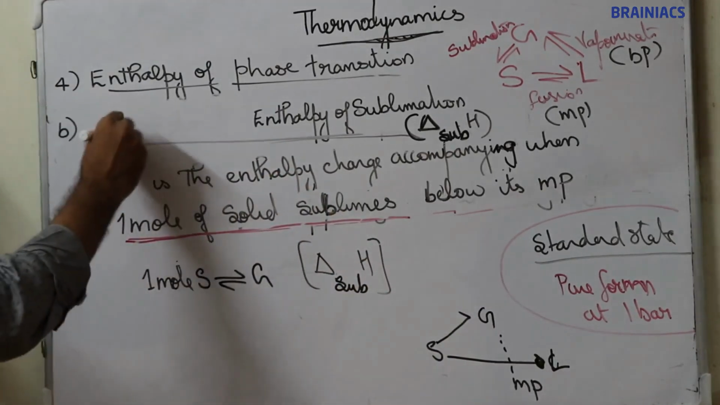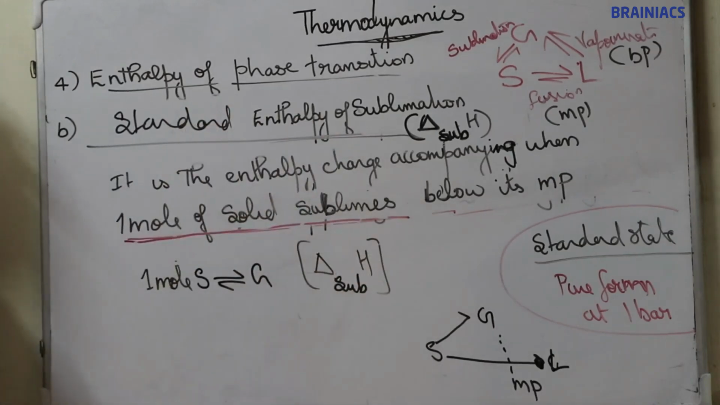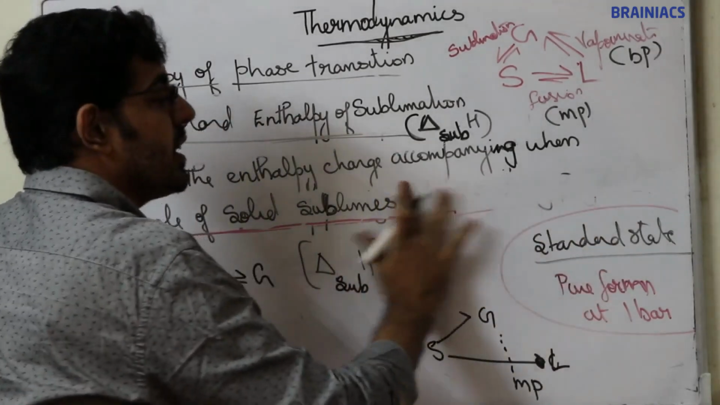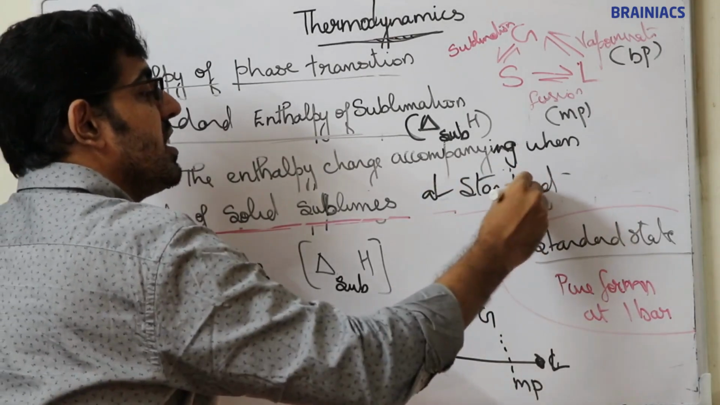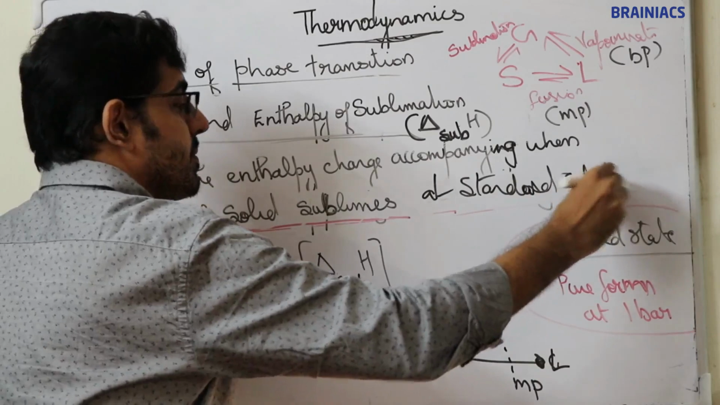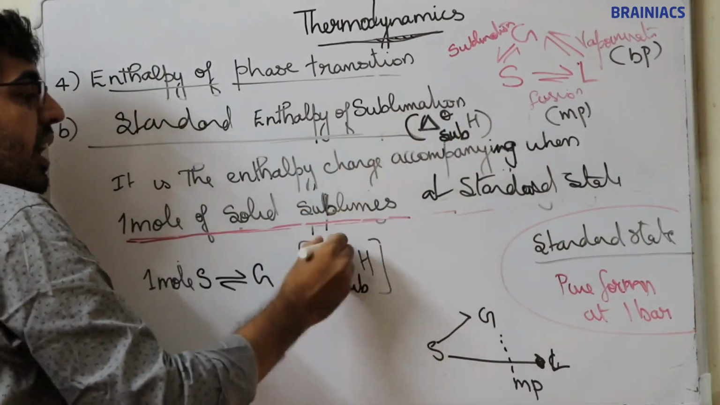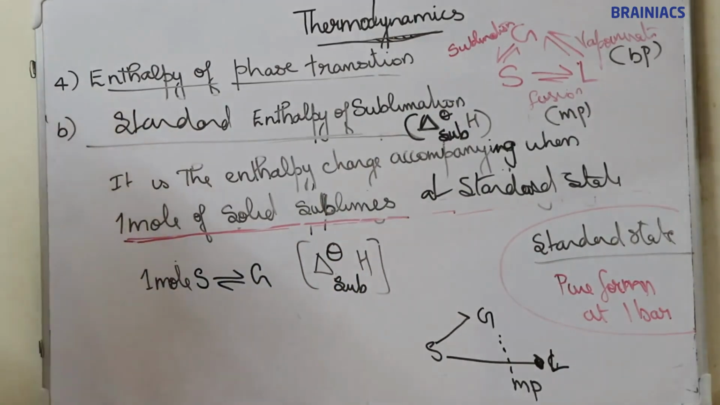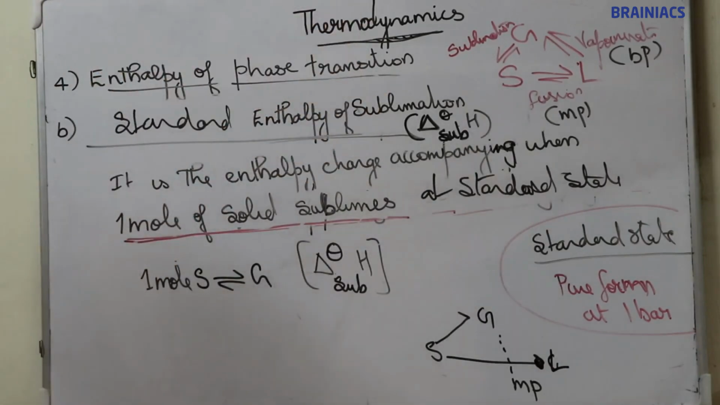Now what is standard enthalpy of sublimation? It is the enthalpy change accompanying when 1 mole of solid sublimates at standard state, represented by delta H SUB theta. So if the same reaction occurs under standard condition, then that is known as standard enthalpy of sublimation. I think it's clear. Okay.